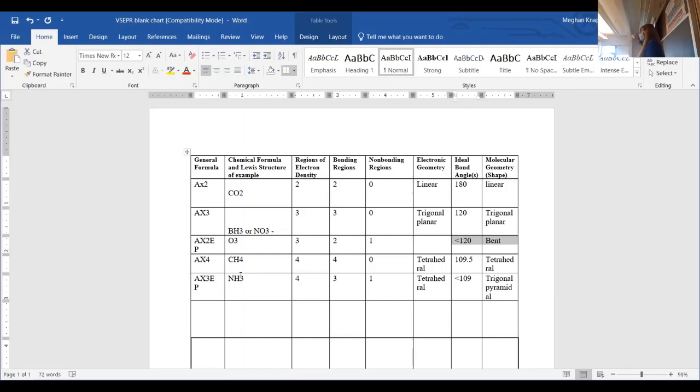Now I don't really have a tetrahedron anymore. I have kind of a pyramid. It's triangular in shape, but it's a pyramid. So instead of trigonal planar, we're going to call it trigonal pyramidal. Some people say pyramidal, that's fine.